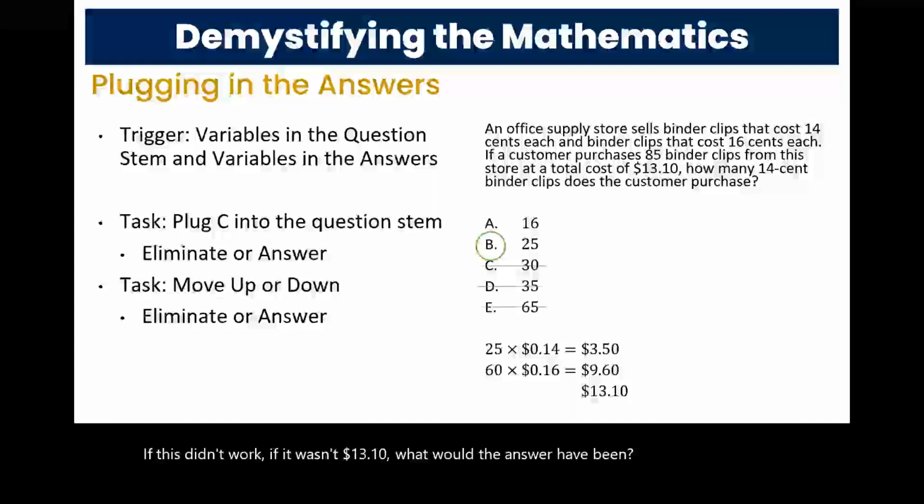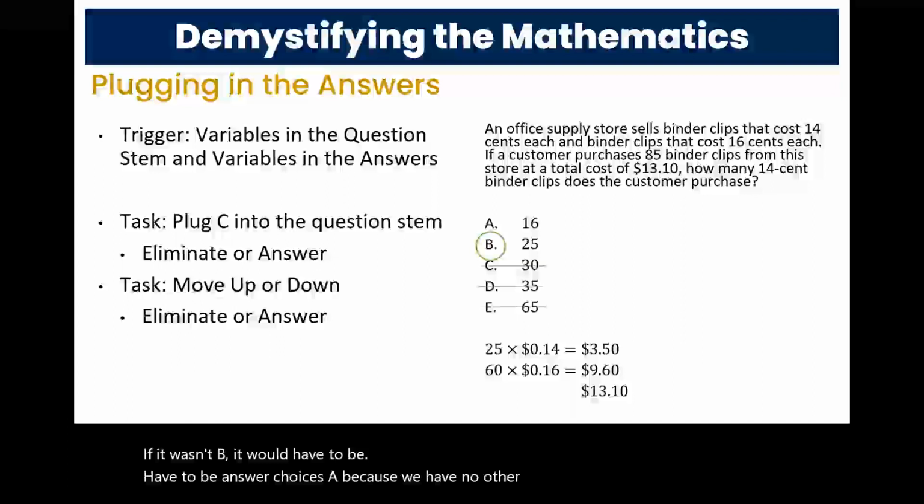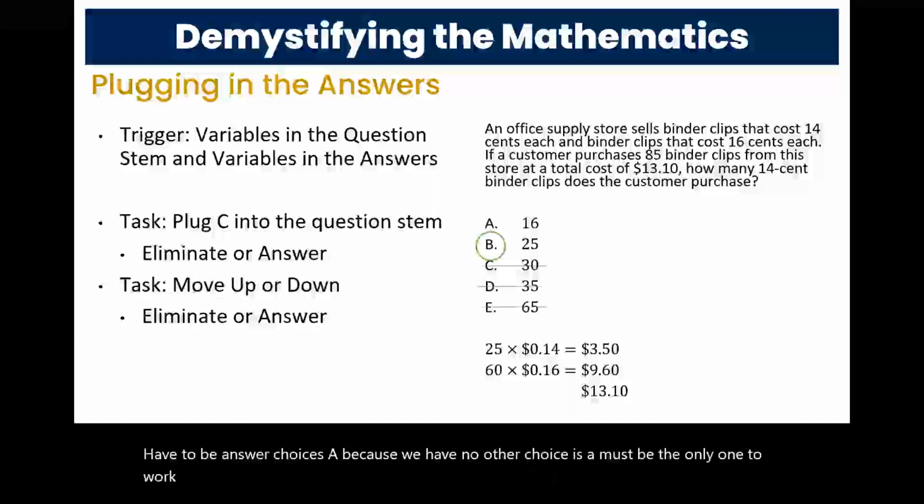If it wasn't B, it would have to be answer choice A, because we have no other choices. A must be the only one to work. And you could just answer based on that. You don't actually have to do the work.